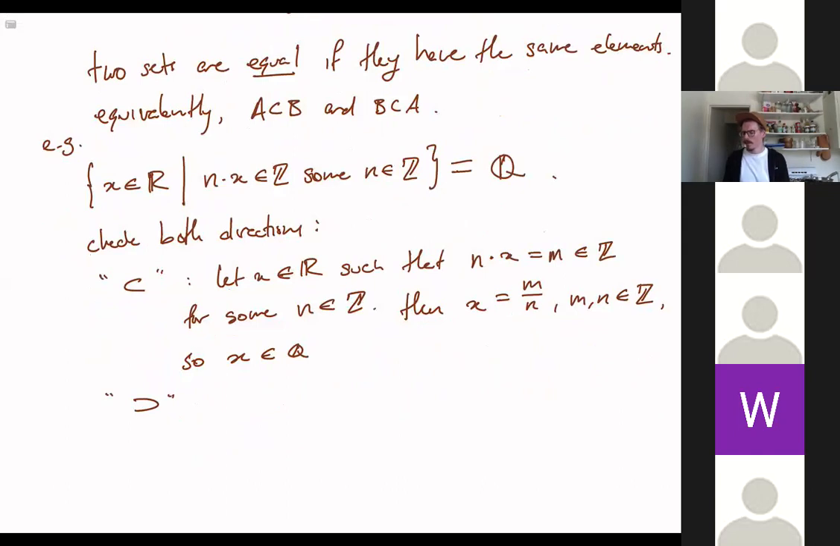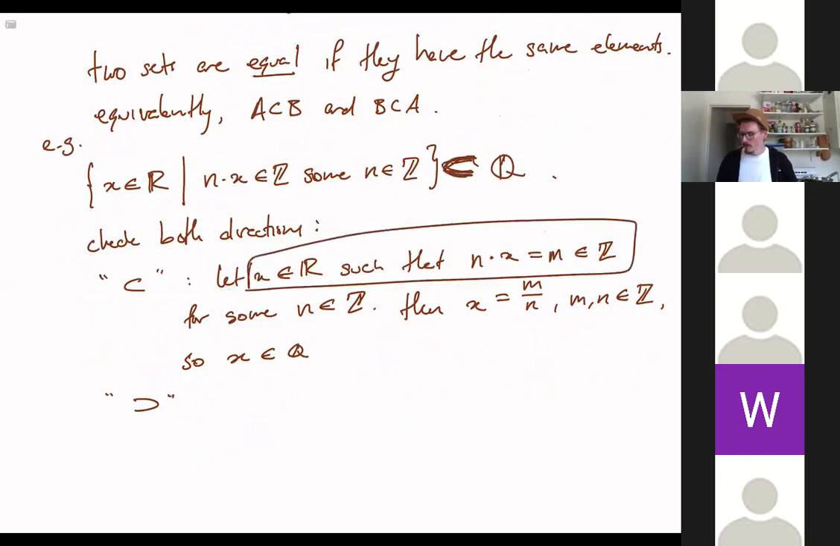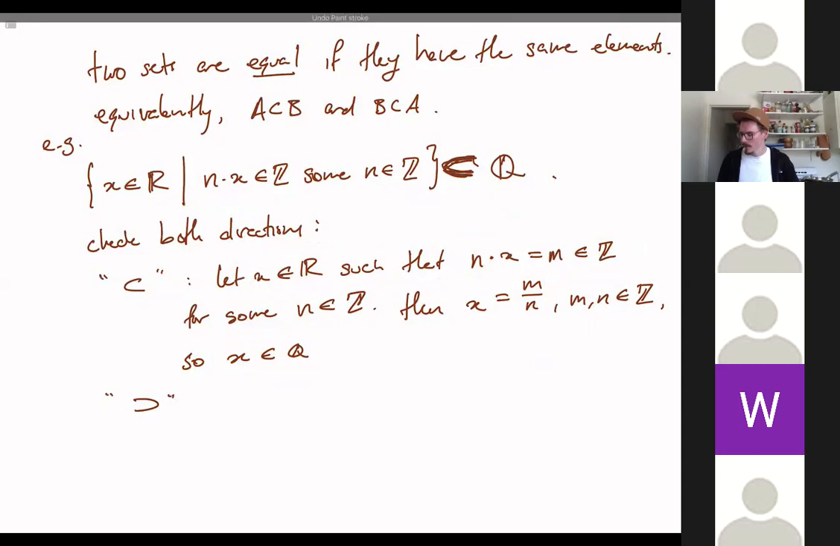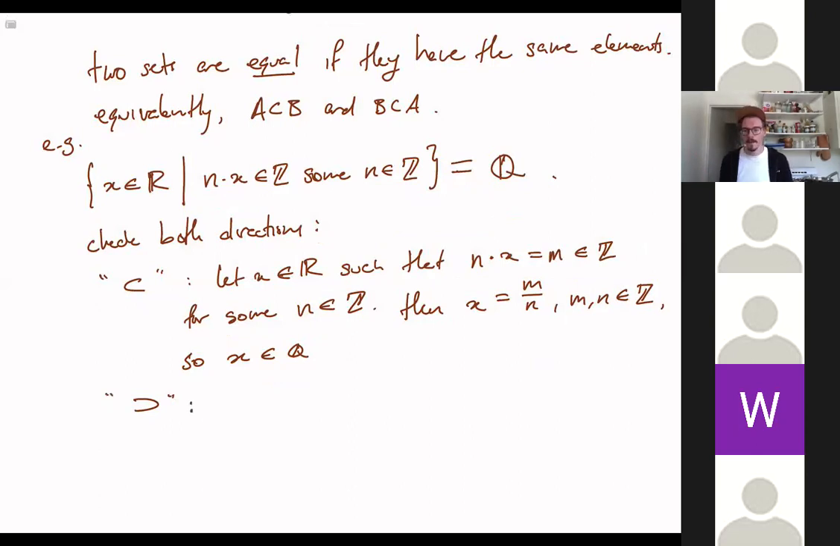Or maybe let me be a little bit more explicit, just to dwell on this a little bit, make sure it makes sense. We showed that this side is contained in that side by choosing an arbitrary element of this set and showing that it is contained in this set. So that shows that this whole set is contained in that set. Okay, that is the idea. So the other direction, we do the same thing, or the same idea.